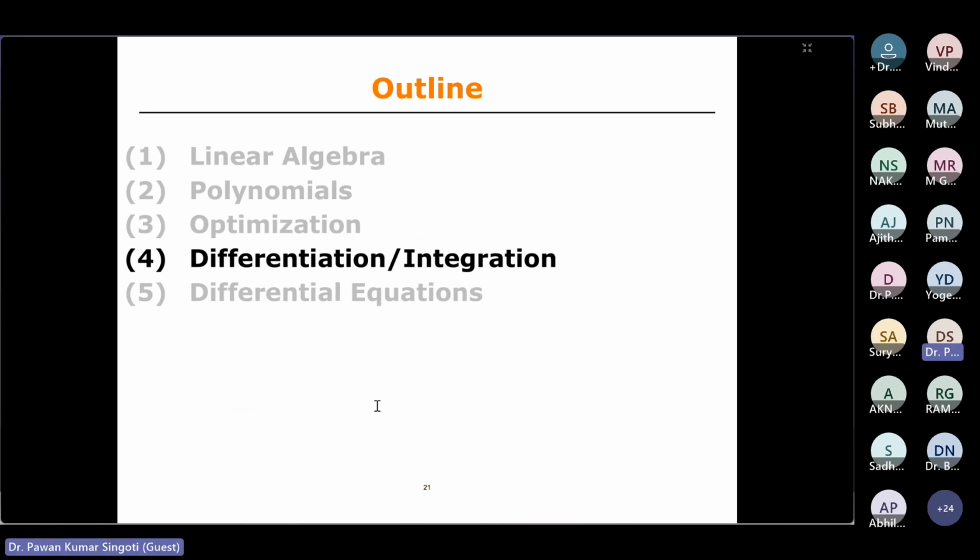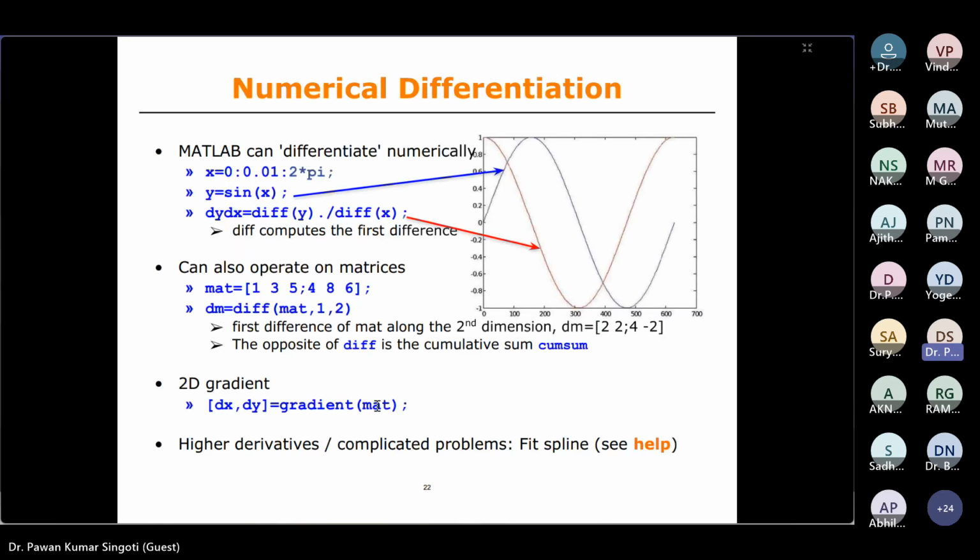Next, we are moving ahead to differentiation and integration. Okay, for this purpose, you can use the function diff. The command diff is for differentiation. Okay, so here we are showing x from 0 with step 0.01 up to 2 pi, and y will be the function of x, so it will be sin x. So dy/dx, differentiation, what you will do: diff(y) and diff(x).